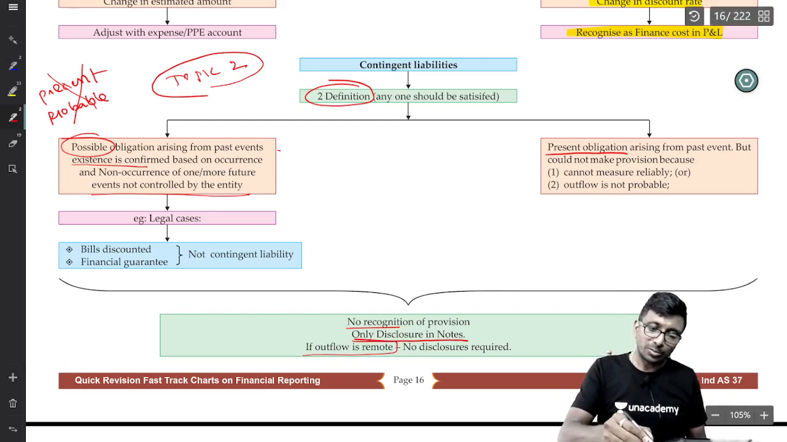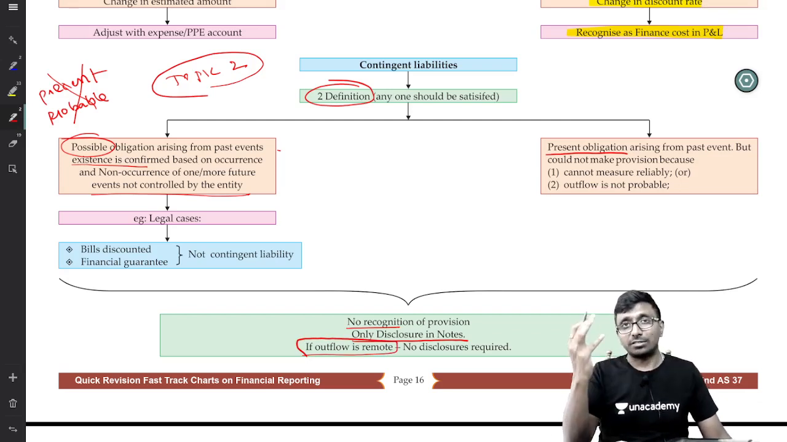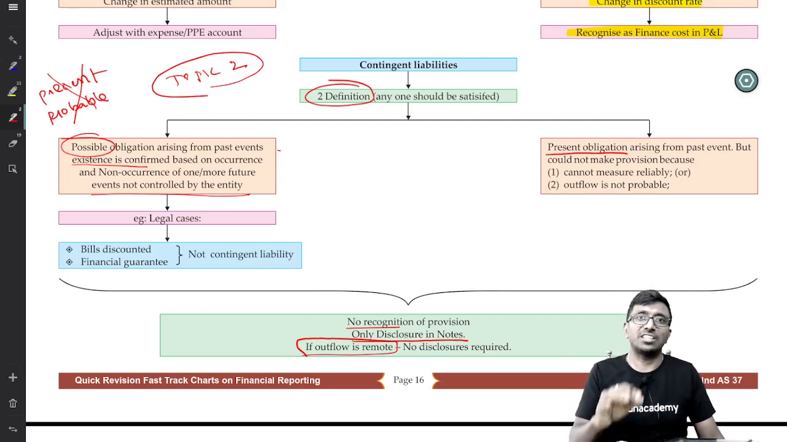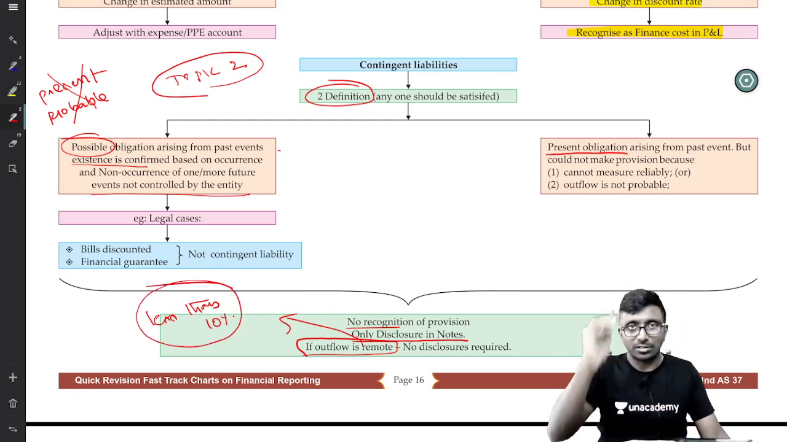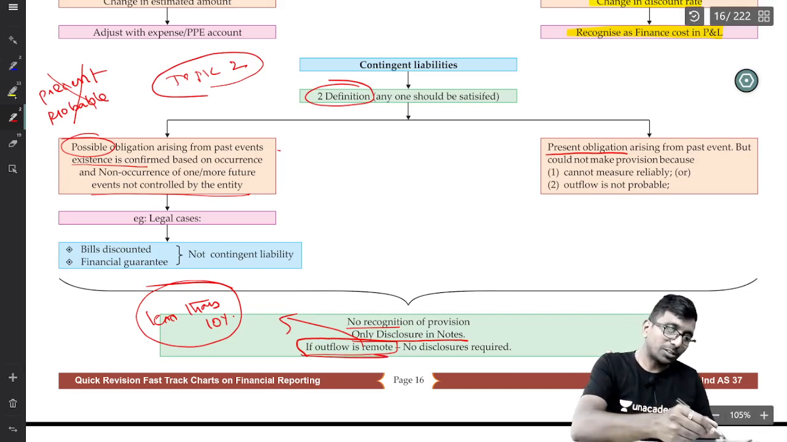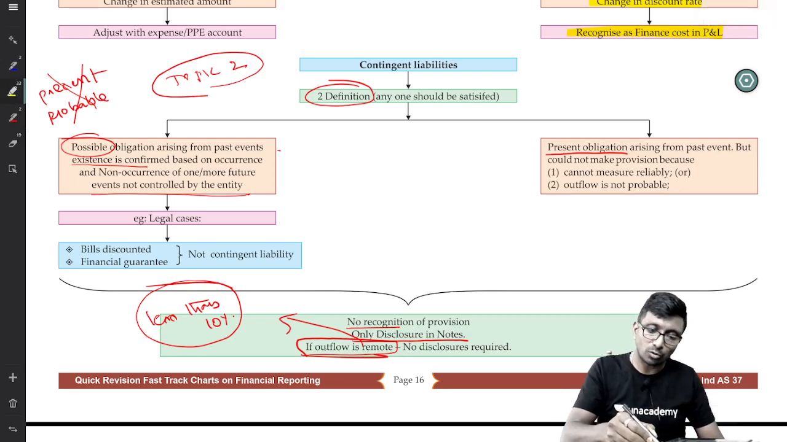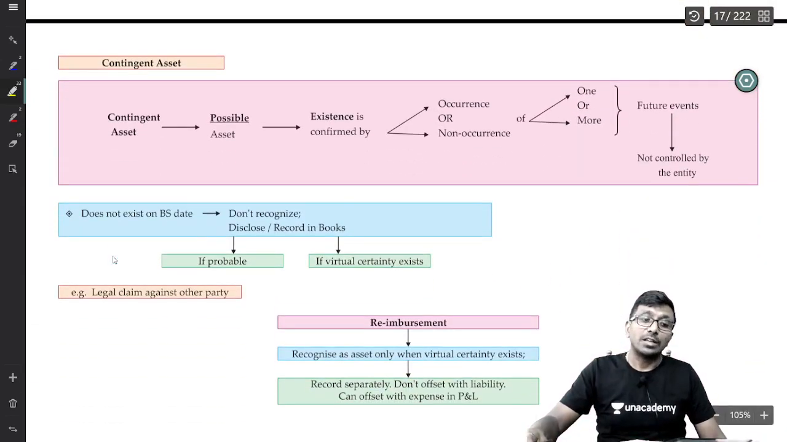If the outflow is remote, sir, guarantee we don't pay. What do you mean by remote? Remote means less than 10% chance. This information is given in the first initial pages of the book. Remote is what, probable is what, possible is what, those basics I have already provided. If the outflow is remote, then no disclosure is required. No disclosure is required, right?